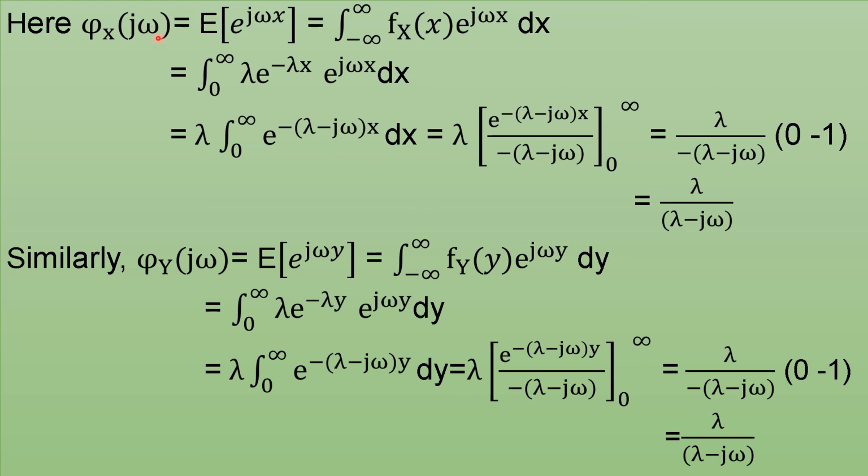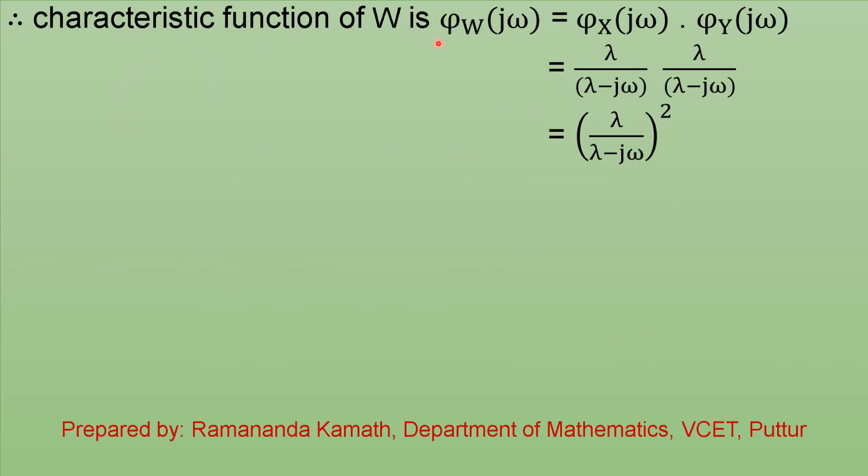So now we have phi x of j omega and phi y of j omega, the characteristic function of x and the characteristic function of y. Therefore the characteristic function of the sum w, that is phi w of j omega, will be phi x of j omega into phi y of j omega, which is lambda by lambda minus j omega into lambda by lambda minus j omega, becoming lambda by lambda minus j omega whole square, which is the characteristic function of the sum w.